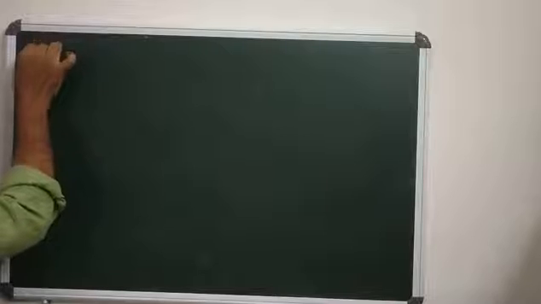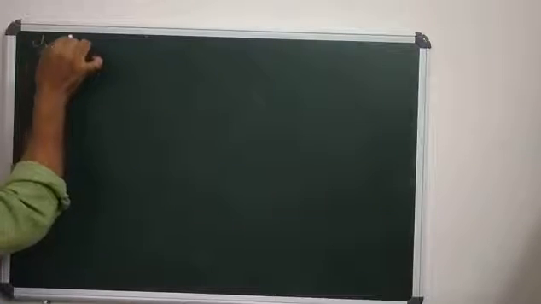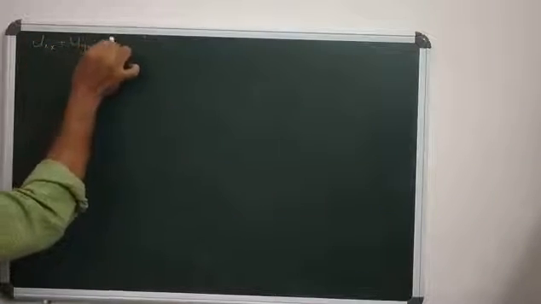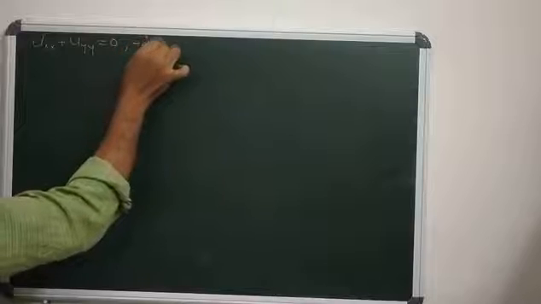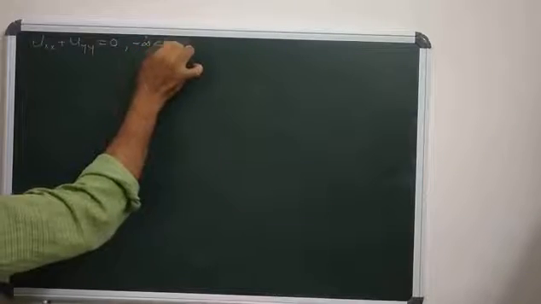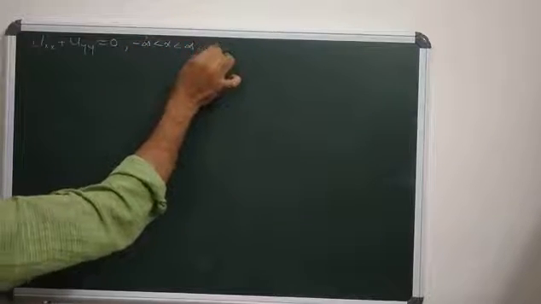Dear students, in this class let us discuss the Dirichlet problem for the upper half plane. So what is the Dirichlet problem for the upper half plane? It is described by the equation u_xx + u_yy = 0, where x lies between minus infinity and plus infinity, and moreover y > 0.